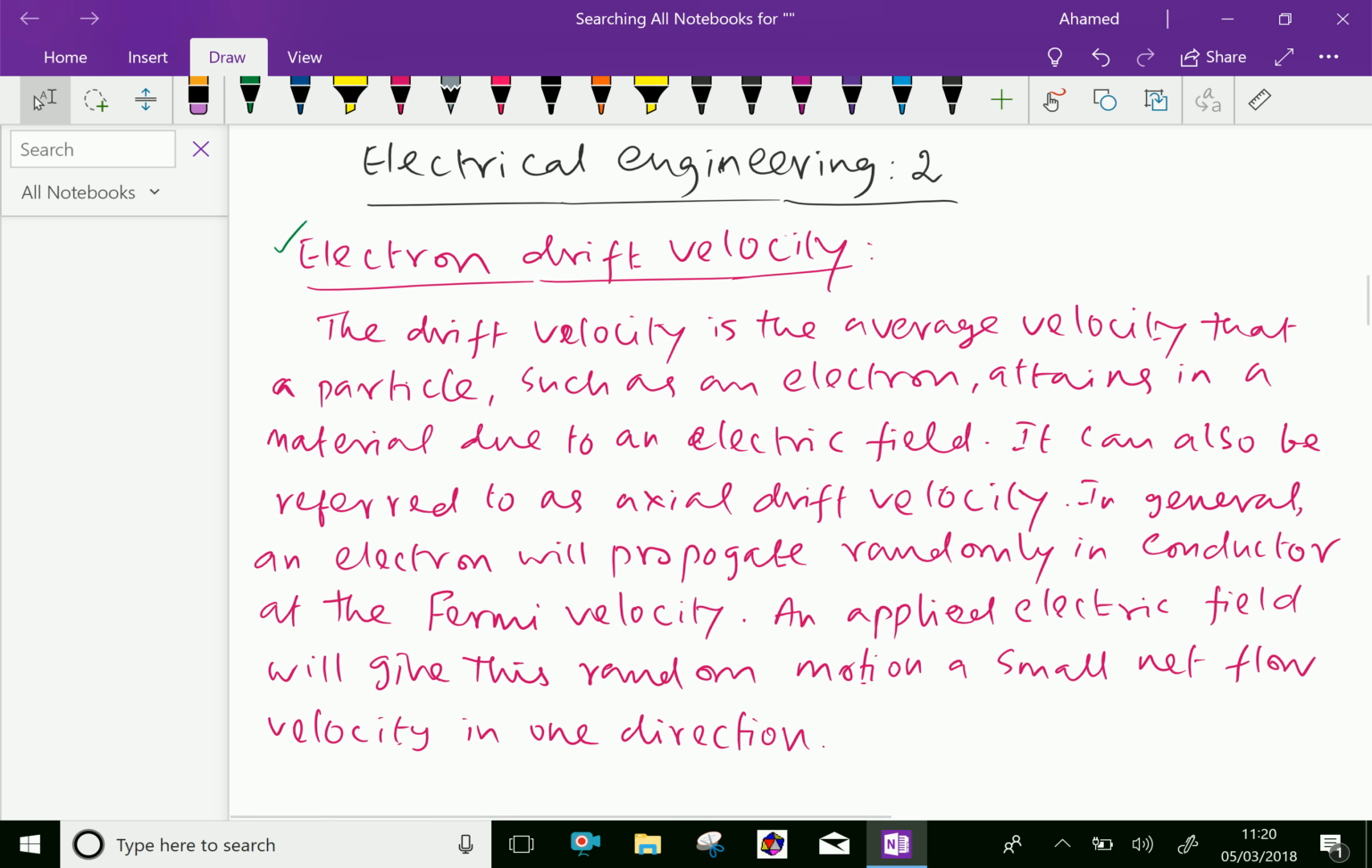What is electron drift velocity? The drift velocity is the average velocity that a particle, such as an electron, attains in a material due to an electric field. It can also be referred to as axial drift velocity. In general, an electron will propagate randomly in a conductor at the Fermi velocity. An applied electric field will give this random motion a small net flow velocity in one direction.